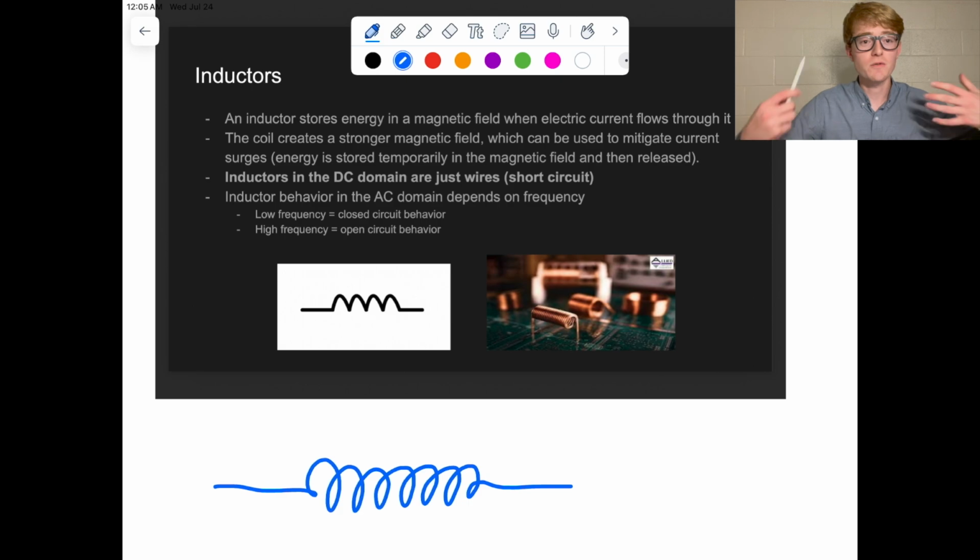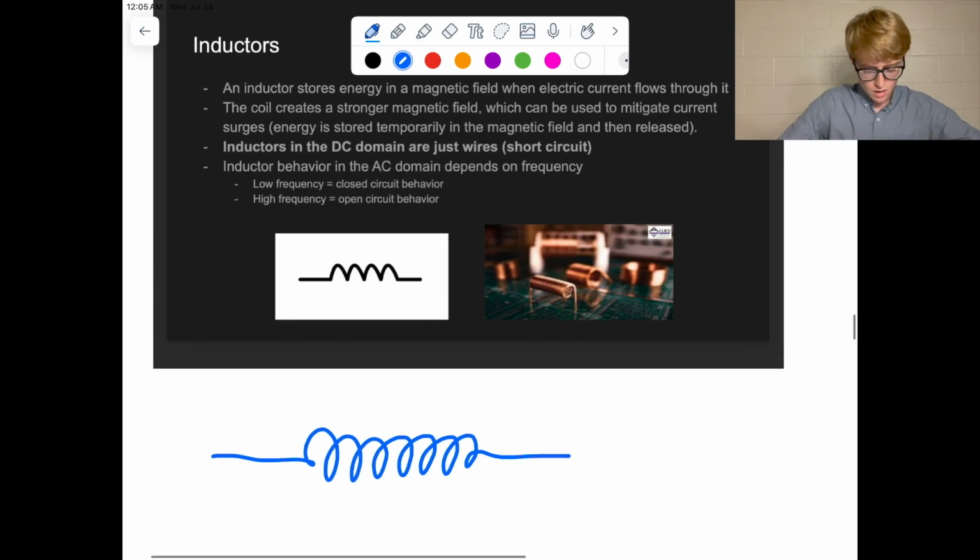But yeah, so that's physically what's going on with the inductor. So now let's talk about what this looks like in terms of different frequencies. In the DC domain, an inductor is just a wire, okay? And that makes sense, right? Because we just said at the beginning of this introduction to inductors that an inductor is just a coil of wires, just a wound up bunch of wires. So in DC, it just looks like a short.